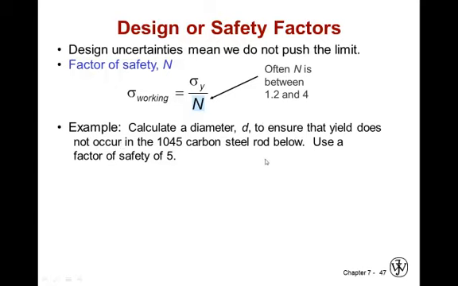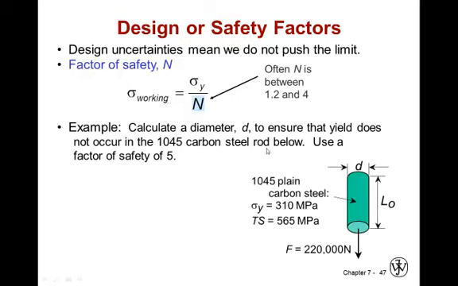We have an example here of how to calculate or specify a diameter D for a 1045 carbon steel rod using a factor of safety of 5. So the givens are that it's a 1045 plain carbon steel with a yield stress of 310 megapascals and a tensile stress of 565 megapascals. We have a force of 220 kilonewtons. We have to specify the diameter, and in this situation, the original length is not necessary to do our calculation.